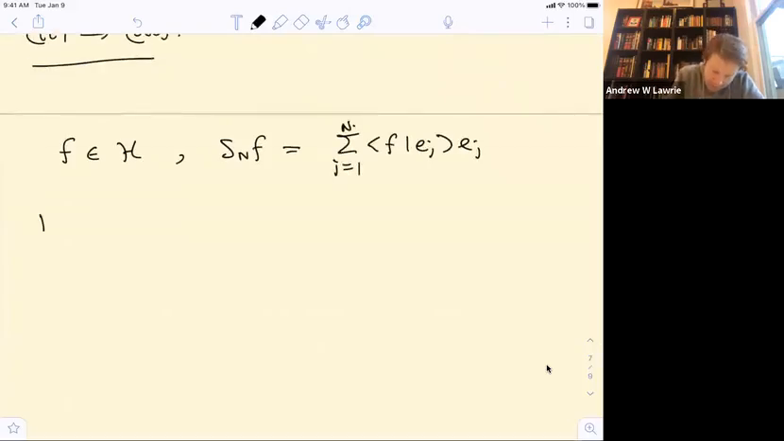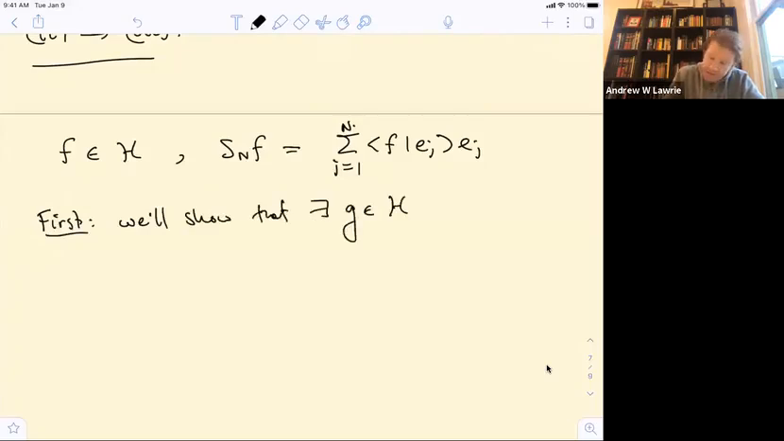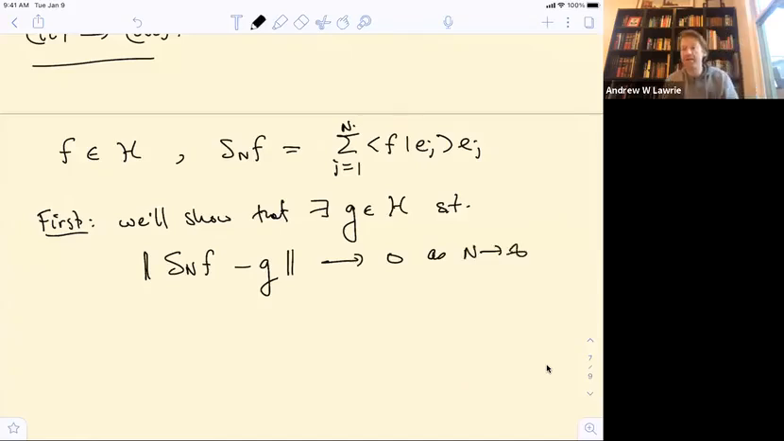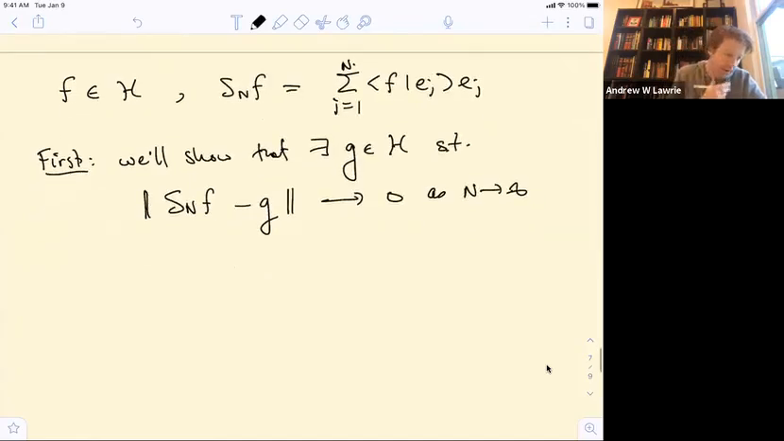So first, we'll show that there exists a G and H such that S_n f minus G, the norm goes to 0 as n goes to infinity. So we're just going to find something that's a limit, and afterwards we'll show that that limit has to be f.